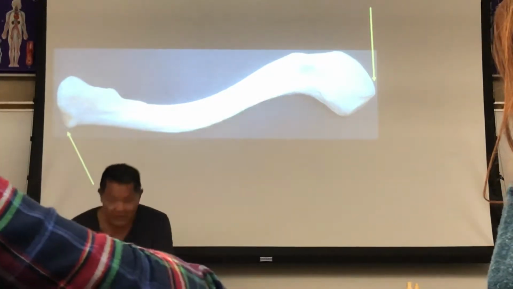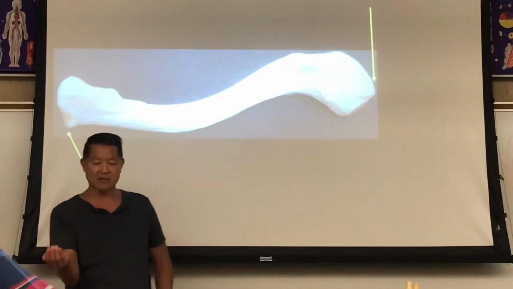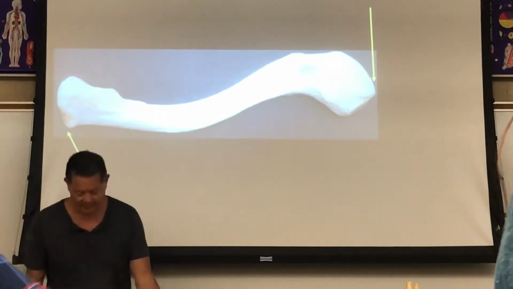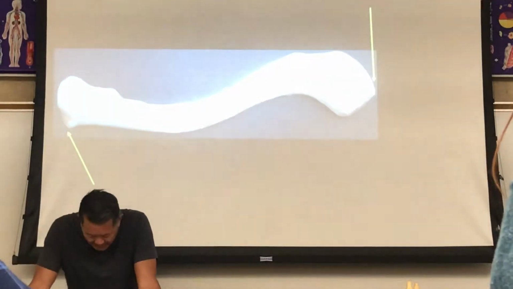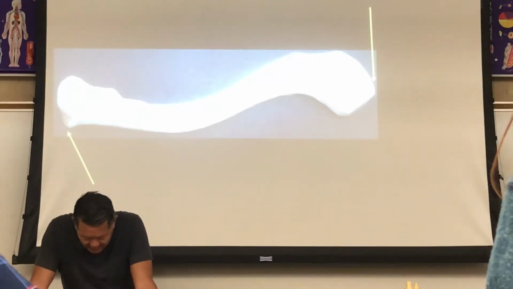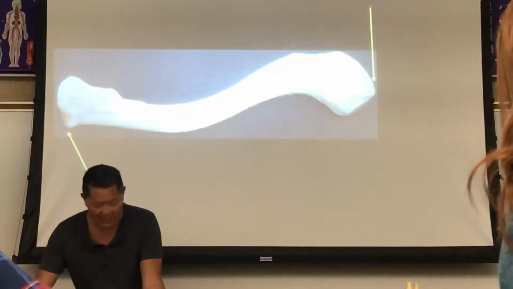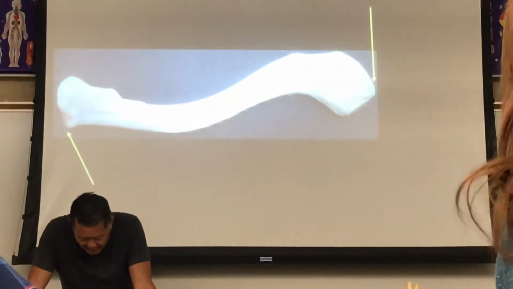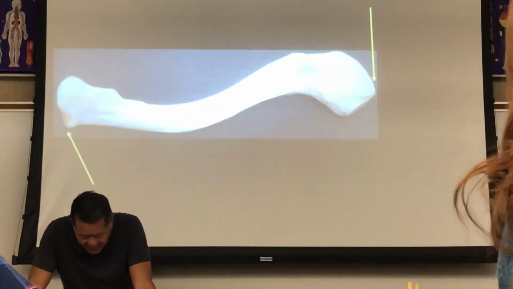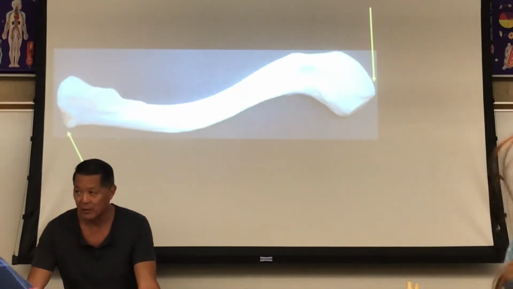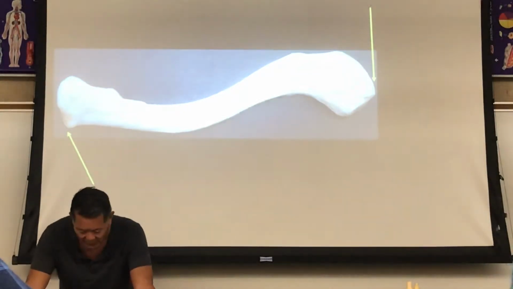Fossa is a minus. Fossa means cup, so it's a cup-like depression. It sticks in. Head is a plus. Line is a plus. A line is a mini crest. Meatus is a minus. It's a hole, but it doesn't go all the way through. A canal with only one entrance.